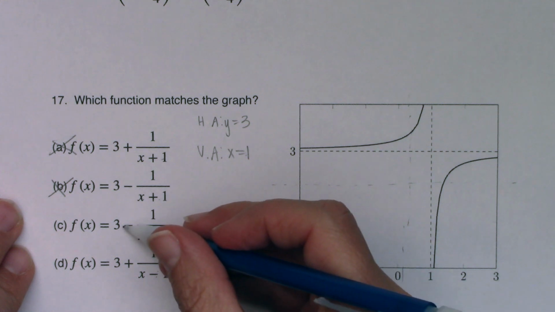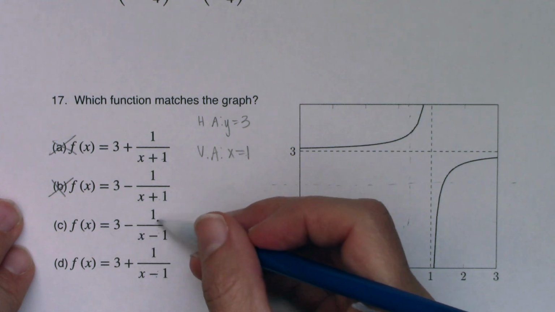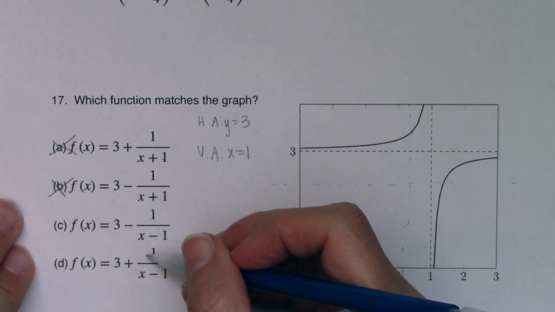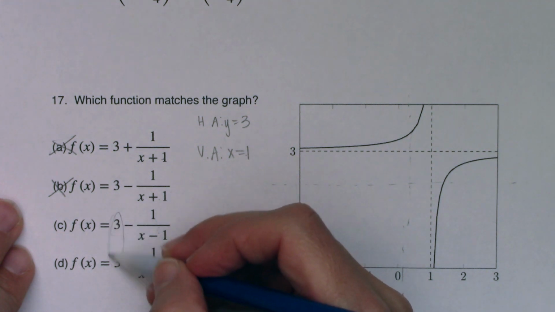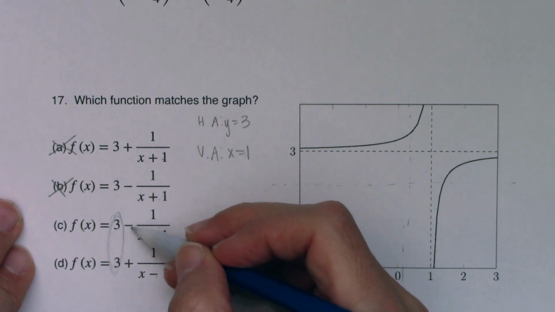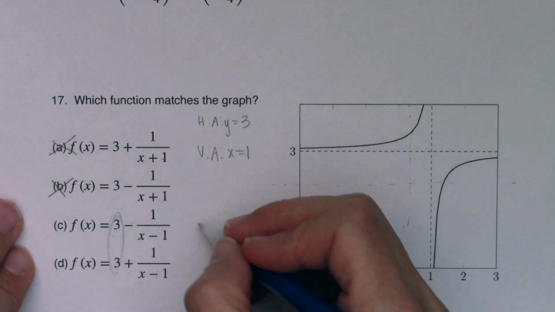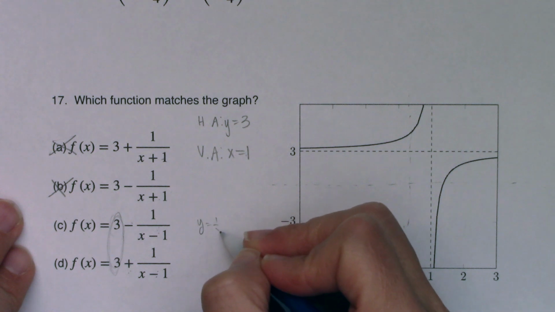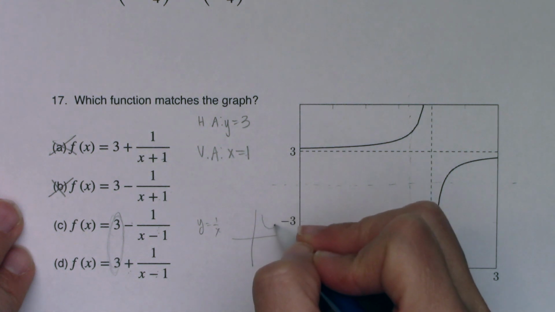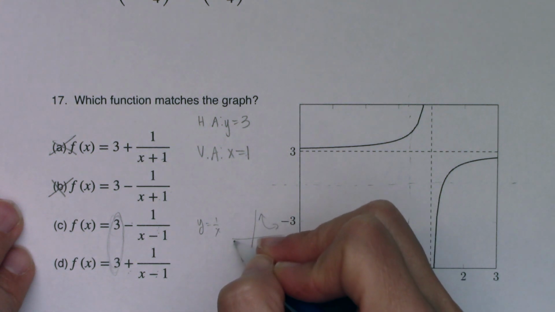Then I have to decide, am I looking at 3 minus 1 over x plus 1 or 3 plus 1 over x plus 1? These are both shifted up 3 units. All right, we just have to decide, did I have a negative in front of this term or a positive? And if you think about your toolkit function, 1 over x, right? 1 over x looks like this, right?